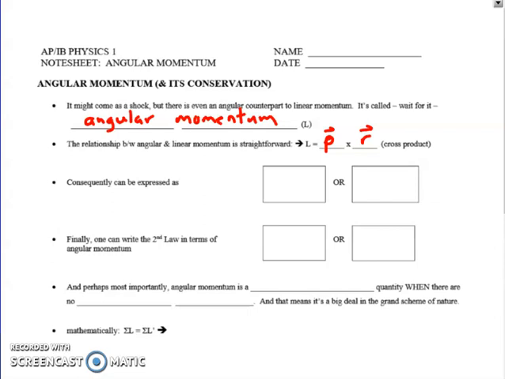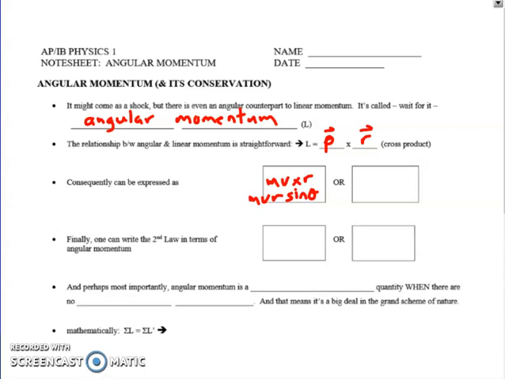Okay, and as such, it can be expressed as the following. Okay, so that can be mv cross r, right? Usually written mvr, which, since it's a cross product, is really mvr sine of the angle between the two. Usually the angle is 90 degrees, so it just becomes mvr.